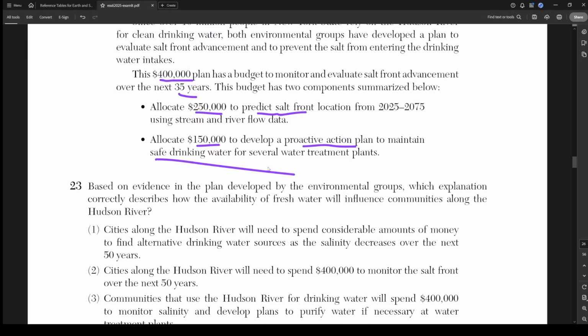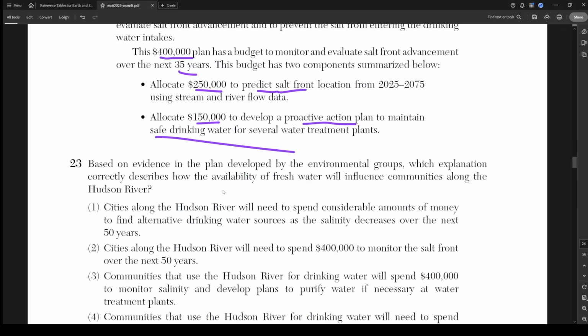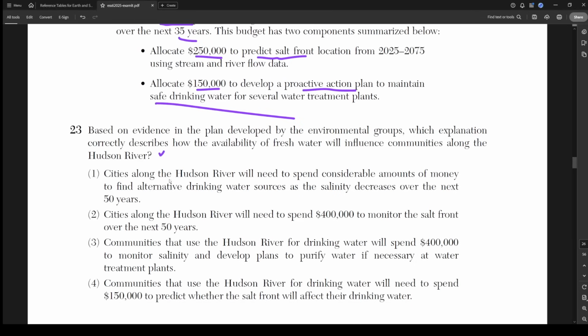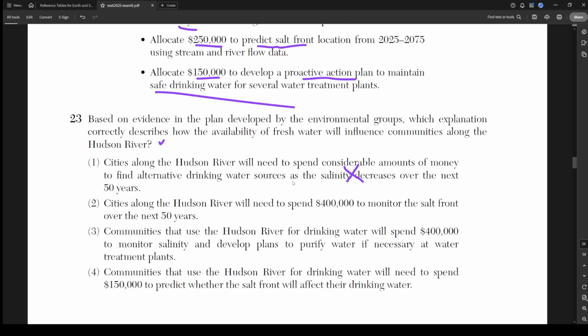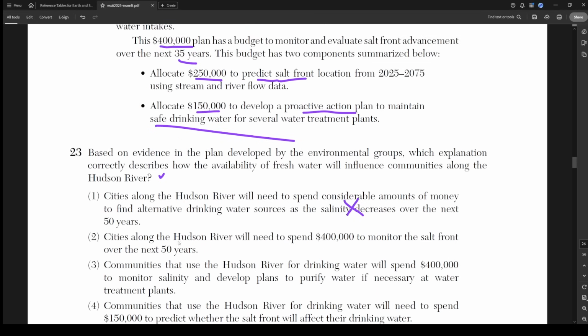Based on evidence in the plan developed by the groups, which explanation correctly describes how the availability of fresh water will influence communities along the Hudson River? Well, it's obviously important. Let's see. Cities along the river will need to spend considerable amounts of money to find alternative drinking water sources as the salinity decreases. No, because if it decreases, then it will have good water. Cities along the Hudson River will need to spend $400,000 to monitor the salt front over the next 50 years. No, because it's over 35 years, so that's not right.